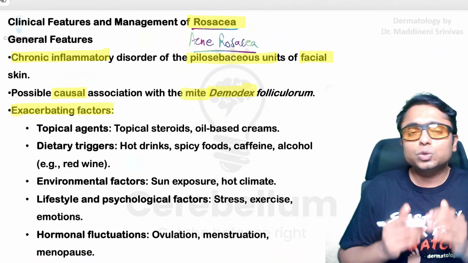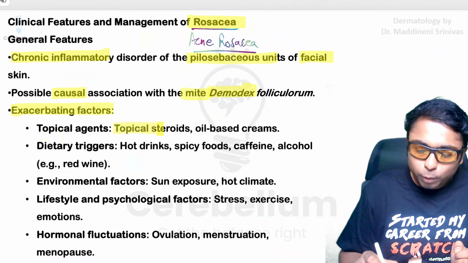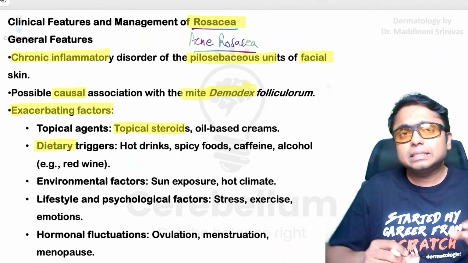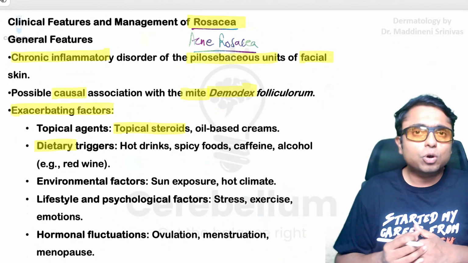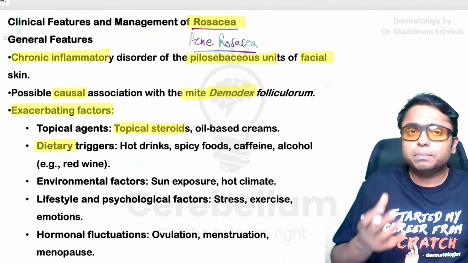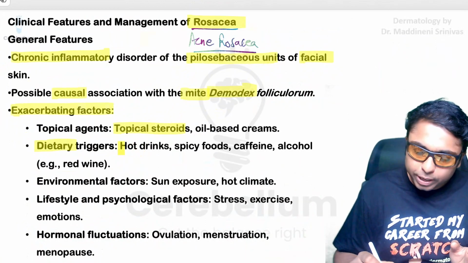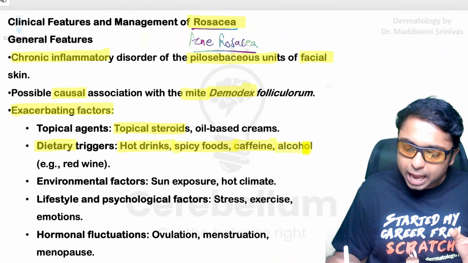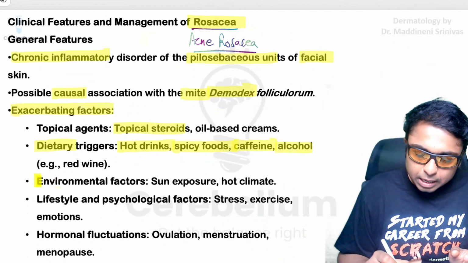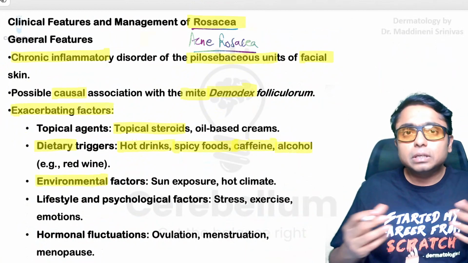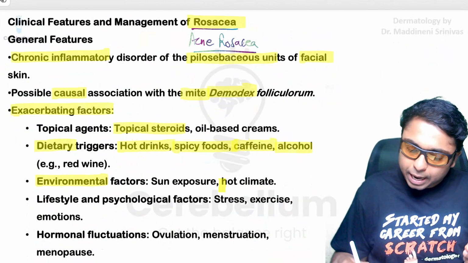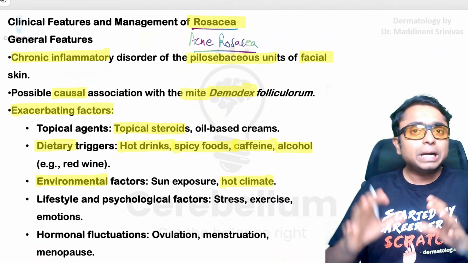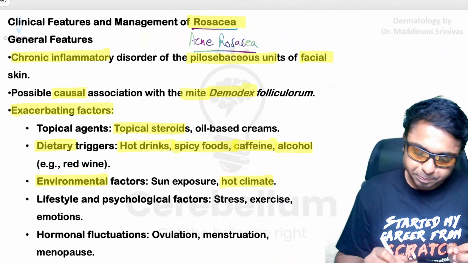Remember students, there are so many triggers, like for example topical steroid usage can trigger rosacea. There are certain dietary food items or beverages which can trigger, like for example hot tea, coffee, spicy foods, garam masala, caffeine, alcohol. So these are all the triggers. Environmental triggers, you can remember the sun exposure, and also hot climate. So basically hot food or hot environment is going to trigger rosacea.